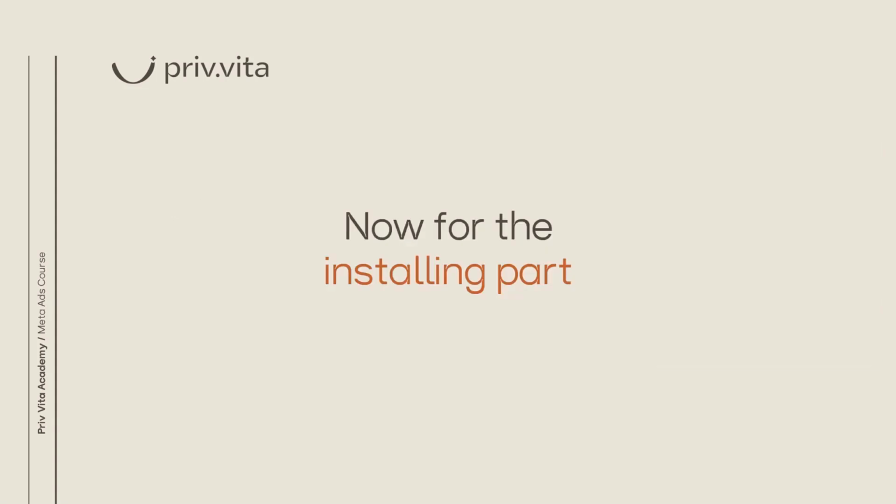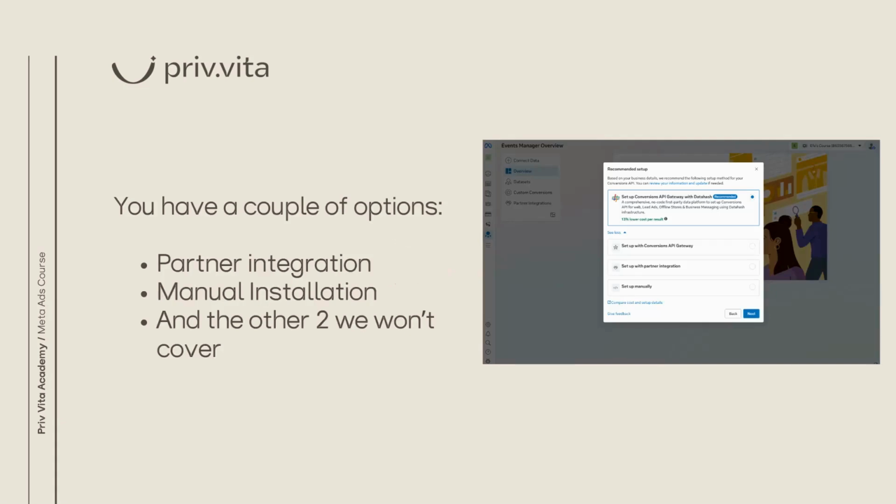Now comes the more complicated part, the installation. You have a couple of options. It totally depends on the platform you're using for your website. If it's a well-known backend like Shopify or WooCommerce, you can simply choose the easy route and go with partner integration. If it's a custom website or you just want to add it manually, you can go with manual installation. The other two options we don't cover in this video.